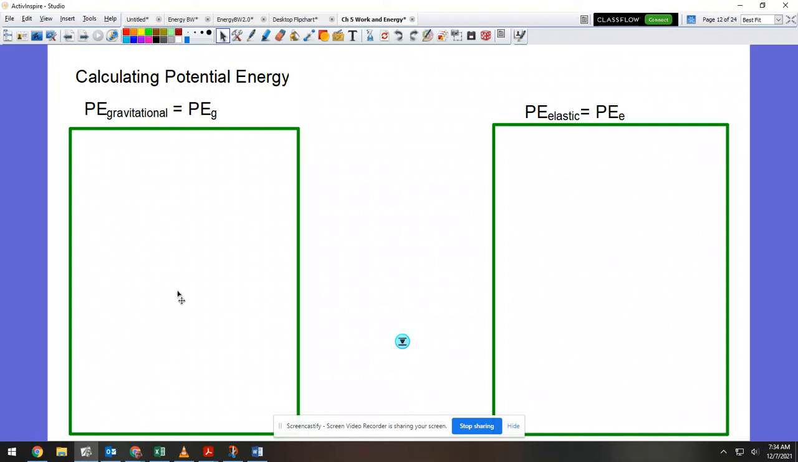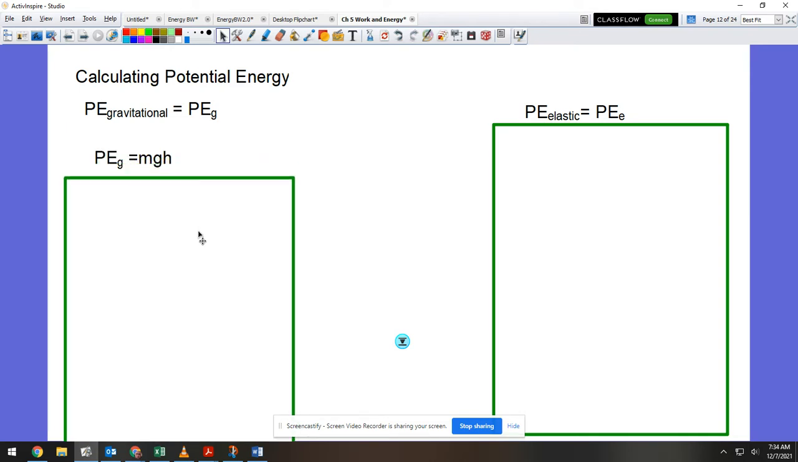Today we're talking about calculating potential energy. One of our main focuses in chapter 5 is going to be gravitational potential energy and, to a lesser extent, elastic potential energy. So let's talk about gravitational potential energy. By and large, when we ask what the potential energy of an object is, we're probably talking about gravitational. So how do you calculate it?